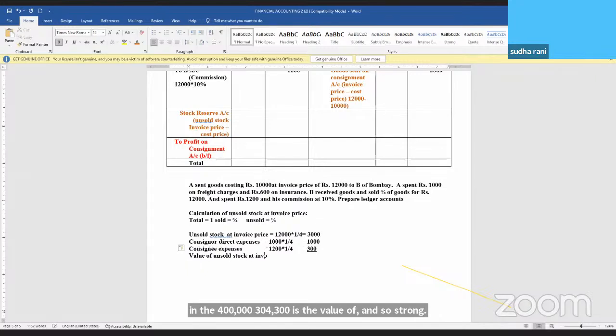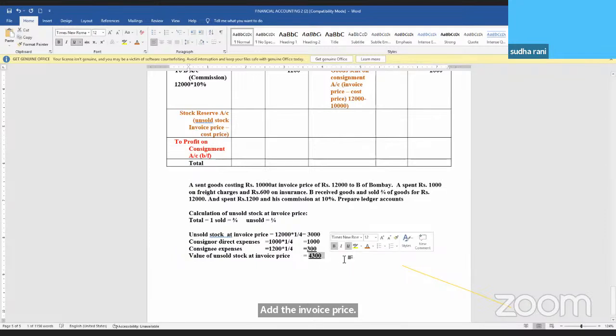At the invoice price, 4,300. This is the value of unsold stock at the invoice price.